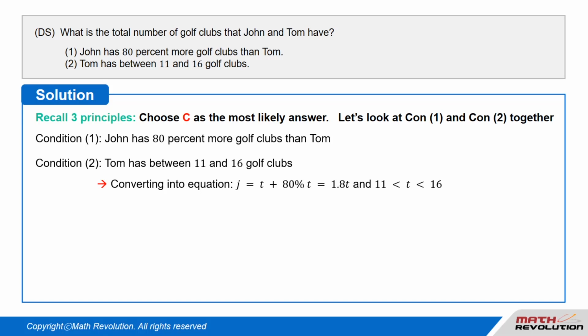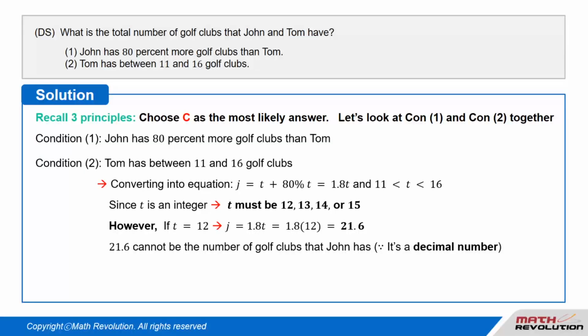Condition 1 tells us that John has 80% more golf clubs than Tom, and condition 2 tells us that Tom has between 11 and 16 golf clubs. Converting this information into an equation gives J equals T plus 80% times T, which equals 1.8 times T, and 11 is less than T, which is less than 16. Since T is an integer, T must be 12, 13, 14, or 15.